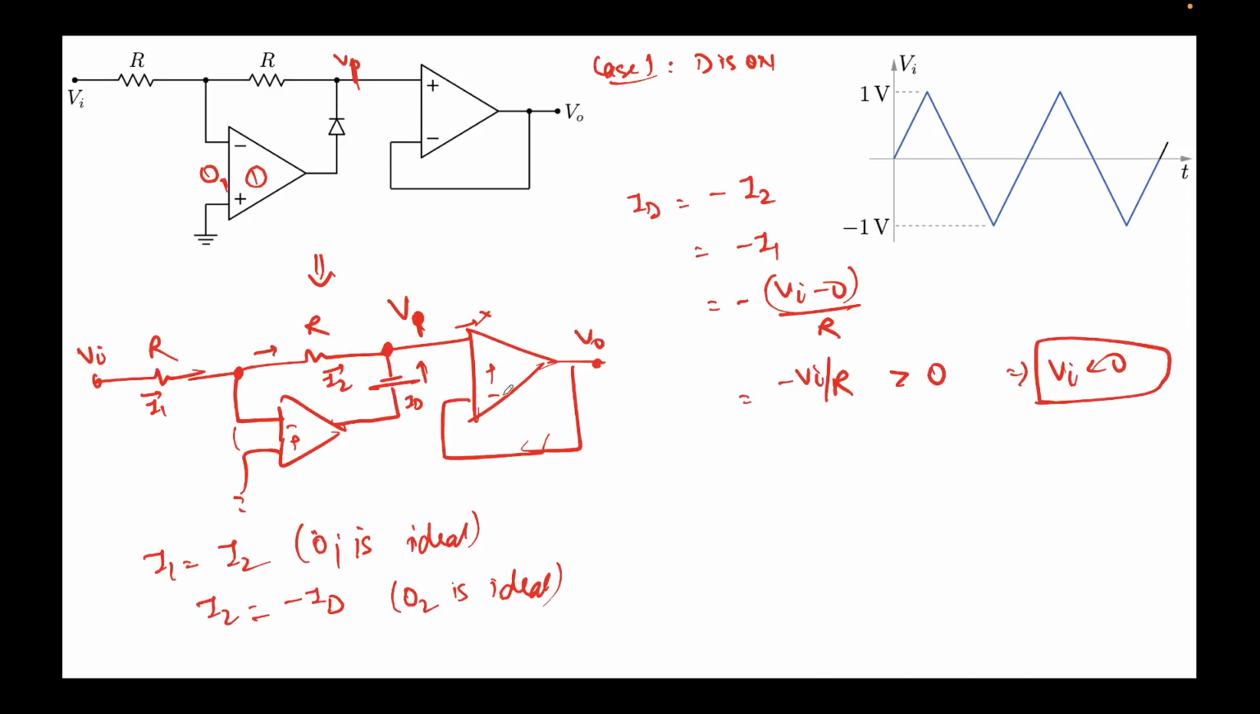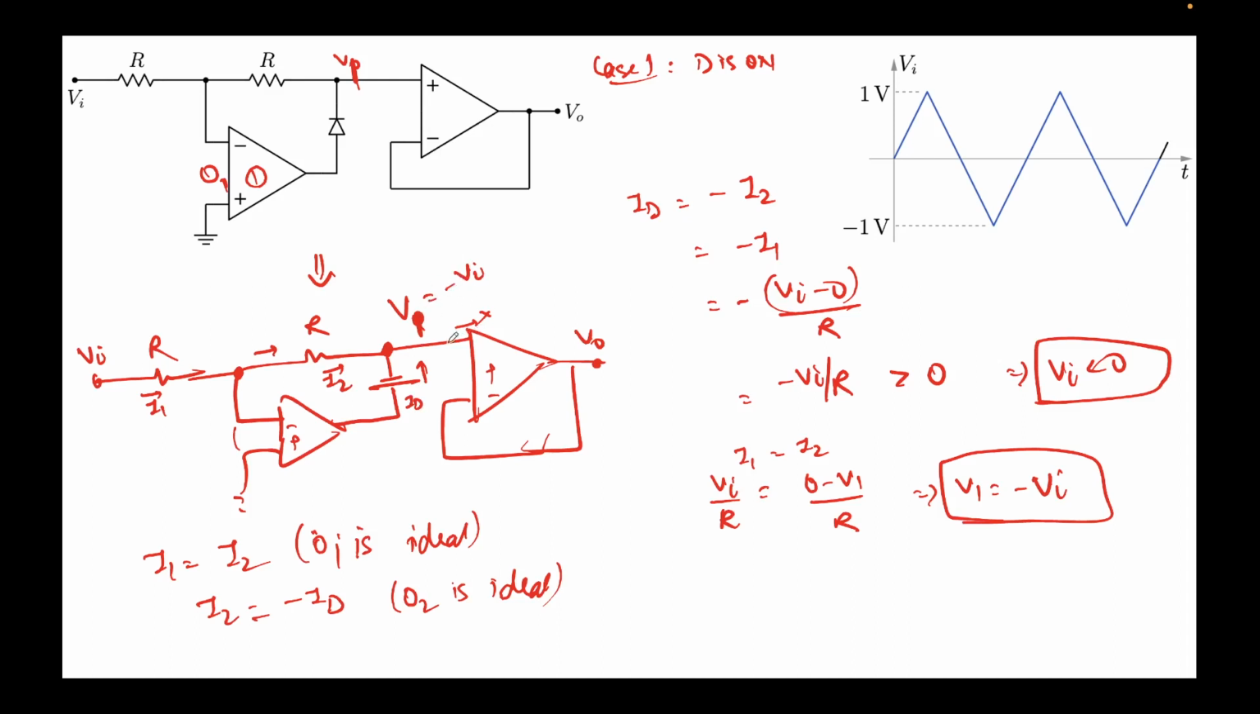So this is the first case, but we also have to see what's the value of V0, because that is the thing that is of importance to us, right? So you can clearly see that again I1 equal to I2. So that's VI over R, this is nothing but 0 minus V1 over R. I'm just doing I1 equal to I2. So this will give me V1 equal to minus VI. Very simple expression. So this node is at minus VI.